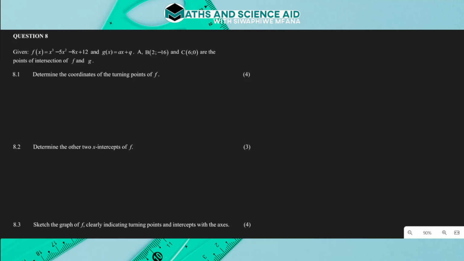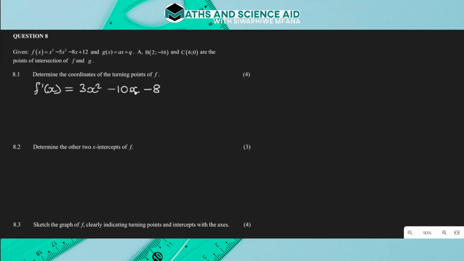And so 8.1 says determine the coordinates of the turning point of f. And so to do that, we can make use of our knowledge from calculus. We know that if we take f of x and we derive it, we are going to get 3x squared minus 10x minus 8. That will be our first derivative.